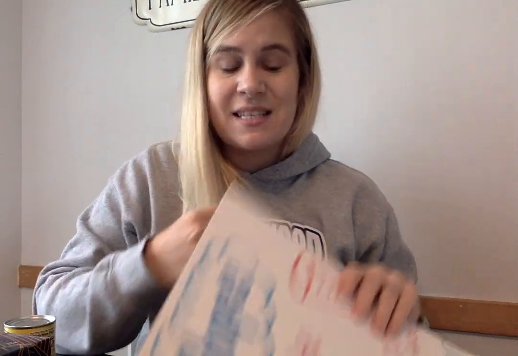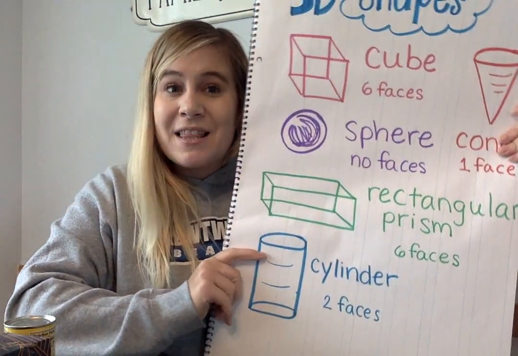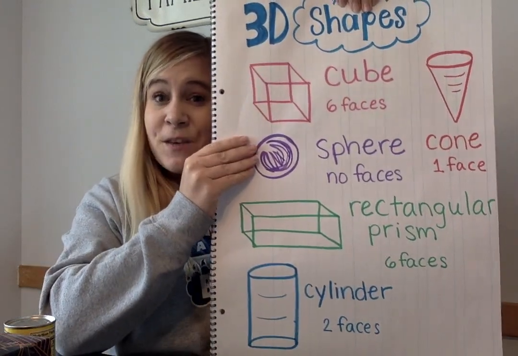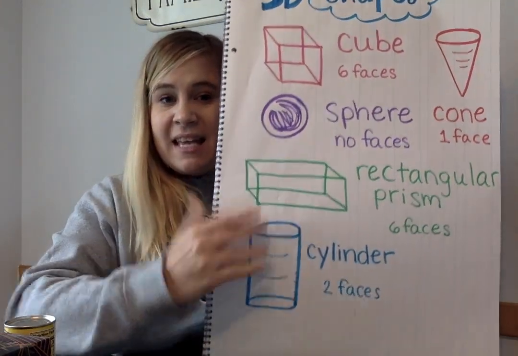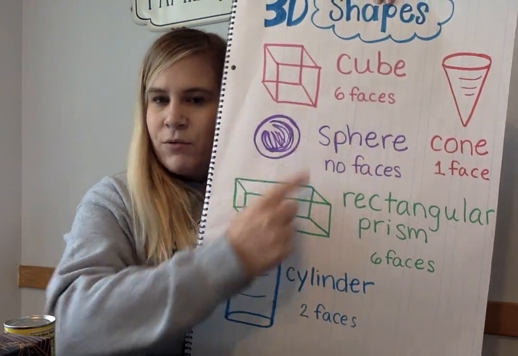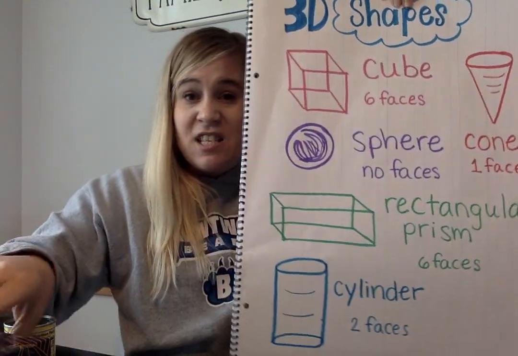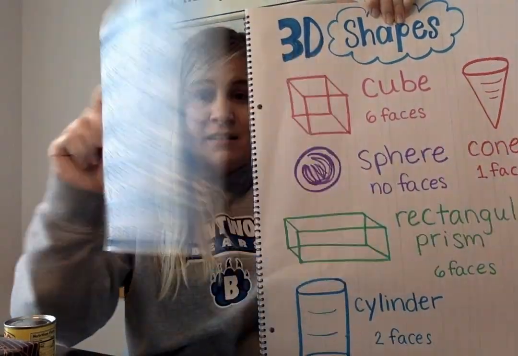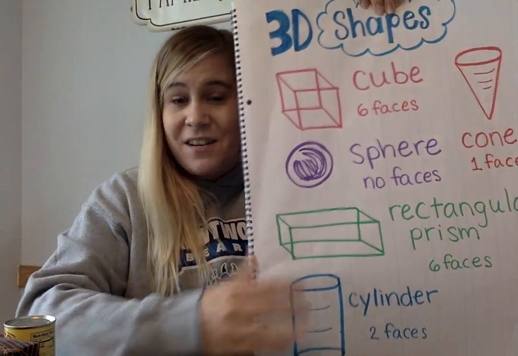I'm going to send you a Seesaw activity. Go on a 3D shape hunt in your house. Can you find a cube, a sphere, a rectangular prism, a cylinder, and a cone? Can you count the faces to make sure that it's a 3-dimensional shape and not a flat 2D shape? Because there is a difference.